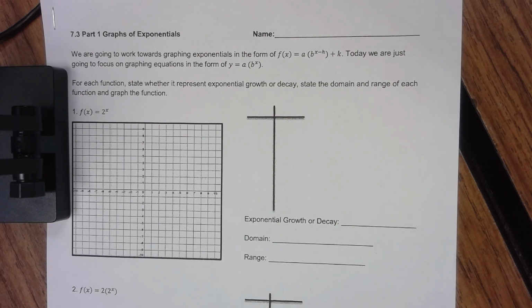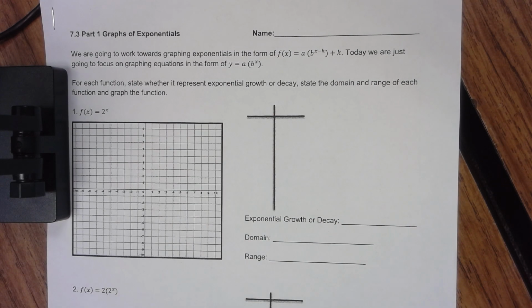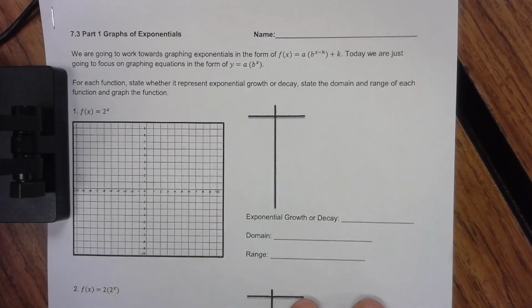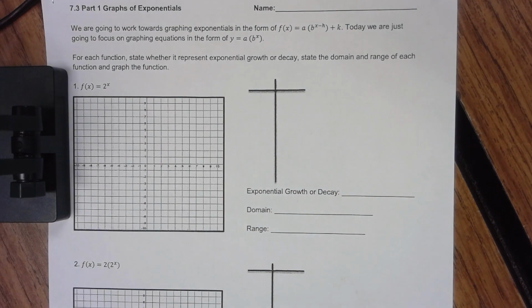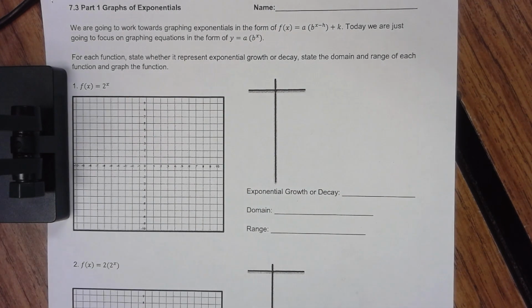I think that always is a way that we can graph any function if we don't remember rules. We're also going to remind ourselves about domain and range, and then decide whether or not something is exponential growth or decay, both from the graph and also from the equation. So let's jump right into it. We want to graph 2 to the power of x. What I'm going to ask us to do is to pick 5 points.